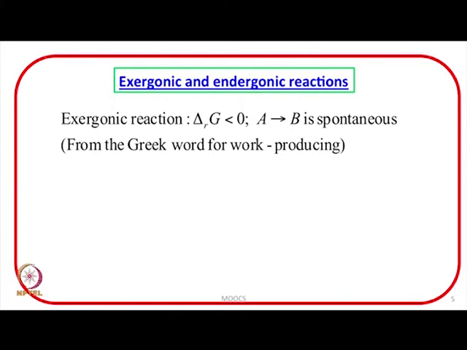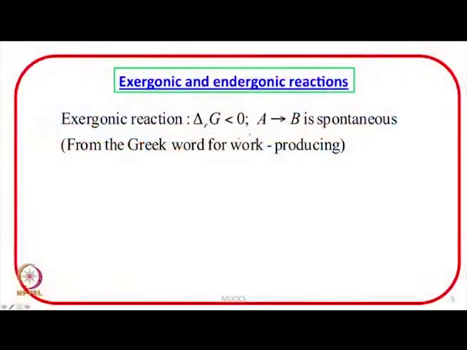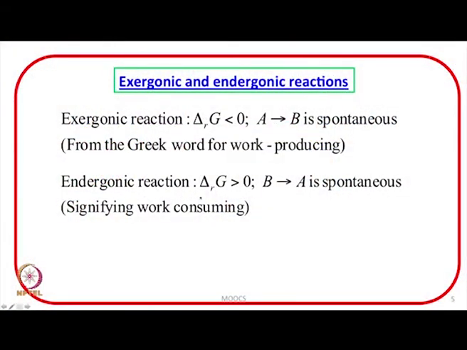For example, the combustion of carbohydrates is a spontaneous process, and the biosynthesis of proteins is a non-spontaneous process. So, here this is an example of a spontaneous process. That means, if I extend this example to combustion of carbohydrates, the spontaneity of this reaction can be used to drive the non-spontaneous biosynthesis of proteins. And if delta Rg is negative, the Greek word for exergonic is work producing. Similarly, for an endergonic reaction, this slope delta Rg is positive. That means in that case B going to A is spontaneous, and positive means it is work consuming. It signifies that it is work consuming.